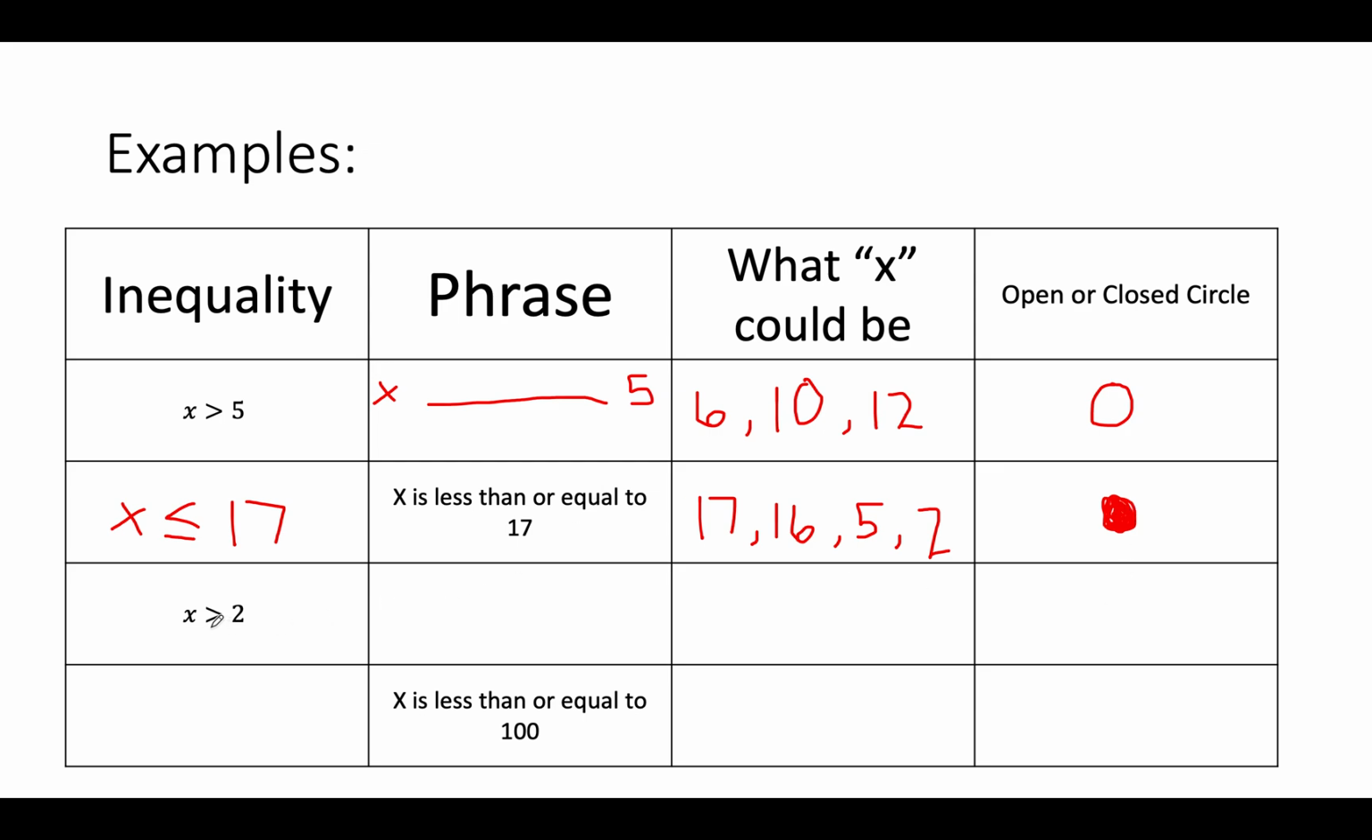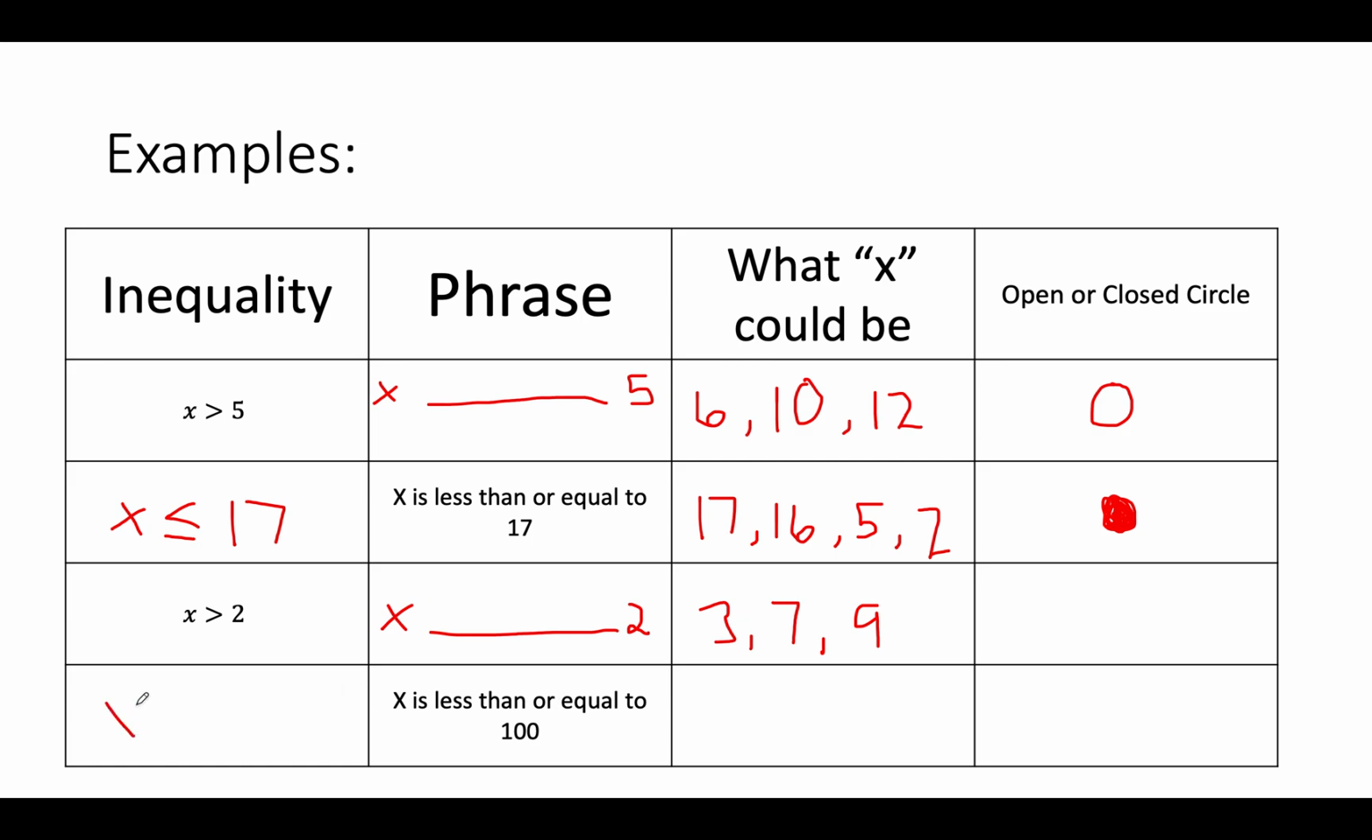Here we need our phrase. We have x is greater than 2. So again, x, you guys will fill in greater than, and we have 2. Again, possible solutions. We don't have an equal to, so this has to be anything above 2. I'm going to go ahead and put 3, I don't know, 7, 9, anything above 2. The last one, x is less than or equal to 100.